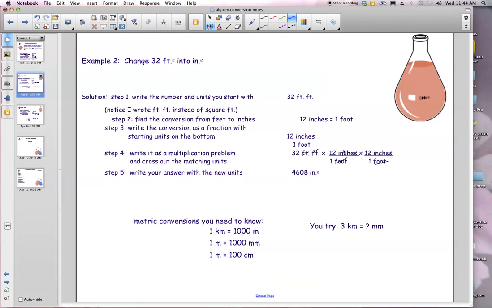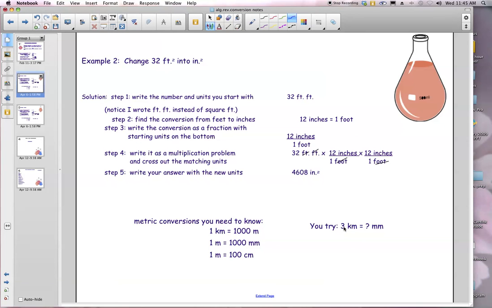Feet get canceled out once, the second set of feet gets canceled out, you multiply across the top, 32 times 12 times 12, and there you go. The answer is 4,608 square inches. 32 square feet is equal to 4,608 square inches. So you can line up conversions as many as you want to get from what you start with to what you're looking for. Metric conversions work exactly the same way.